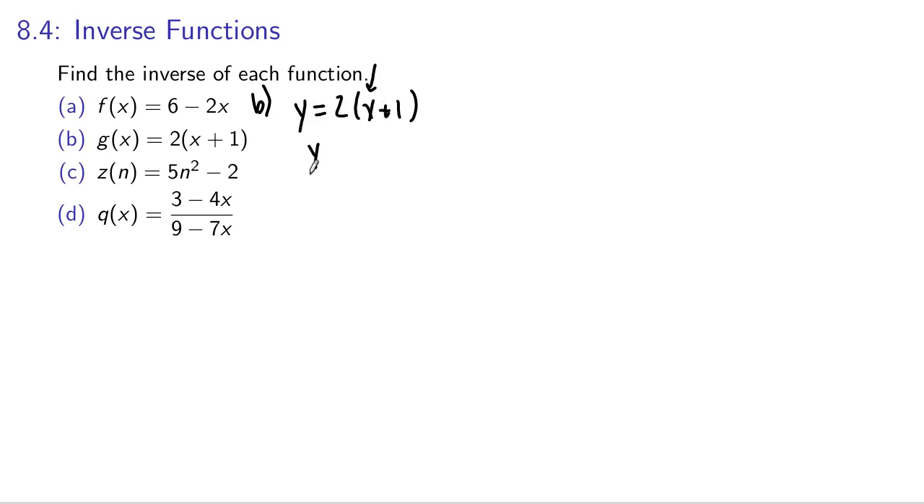So divide by 2, subtract 1, and we're done. So the inverse of g is x over 2 minus 1.